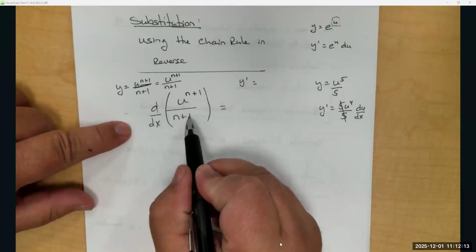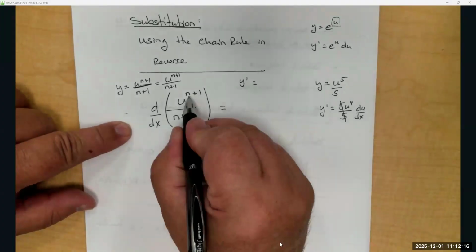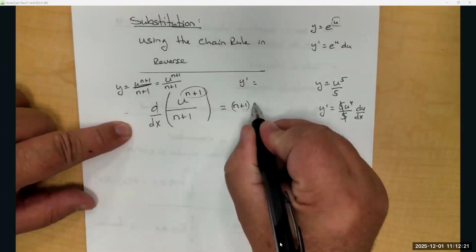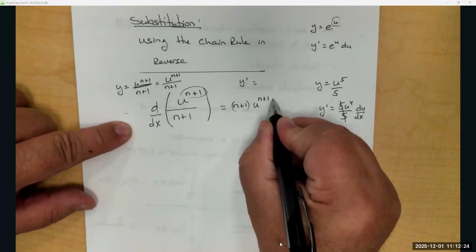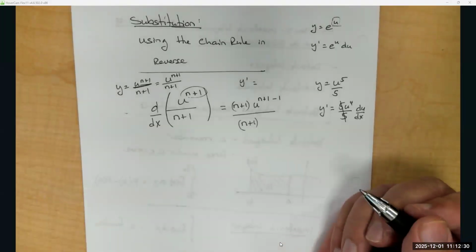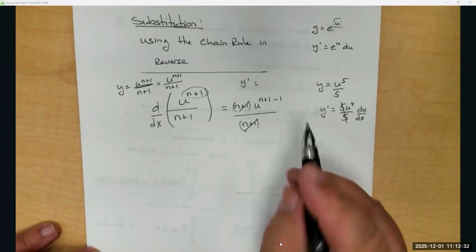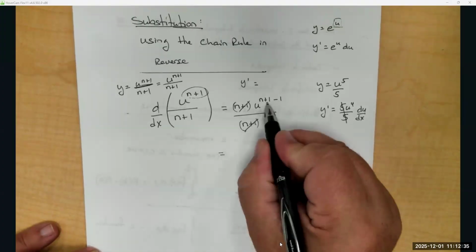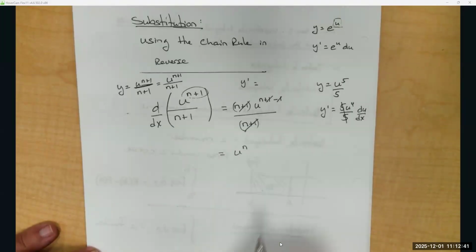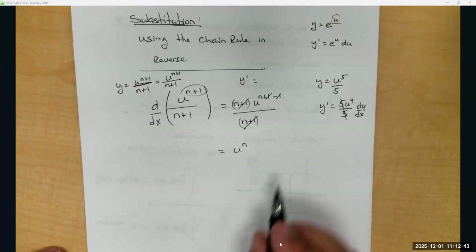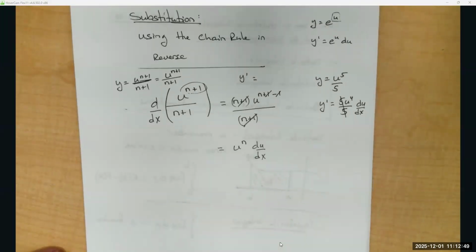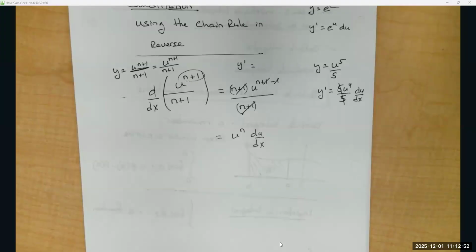So the derivative of this function, as you said, the power, what happens to the power? It comes down. So we have n plus 1, subtract 1, over n plus 1. Just work it out. The n plus 1's cancel. N plus 1 minus 1, the 1's cancel. So we have u to the power n. Since it's a function with respect to x, du dx. There's the derivative of it. That's the chain rule.